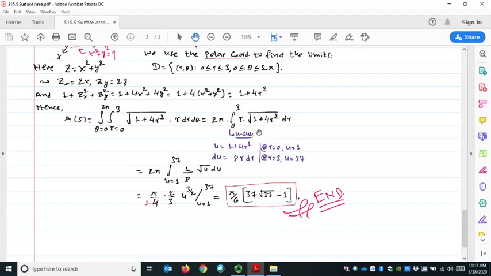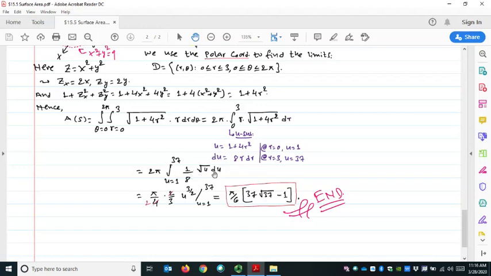It's a good candidate for u substitution. So put u equals 1 plus 4r squared. Then the derivative gives du equals 8r dr. We can also change the limits of integration. When r is 0, u is 1. When r is 3, u is 37. Then let's rewrite our r integral as a u integral. So 2 pi as it is, then the integral over u from 1 to 37. The term under the radical becomes radical u, and r dr becomes 1 over 8 du.